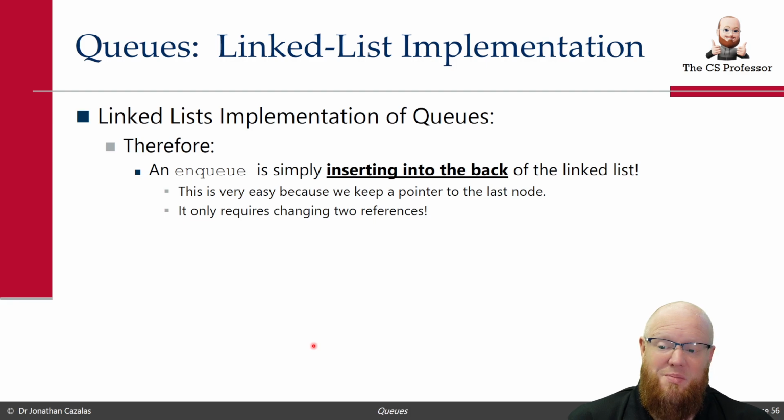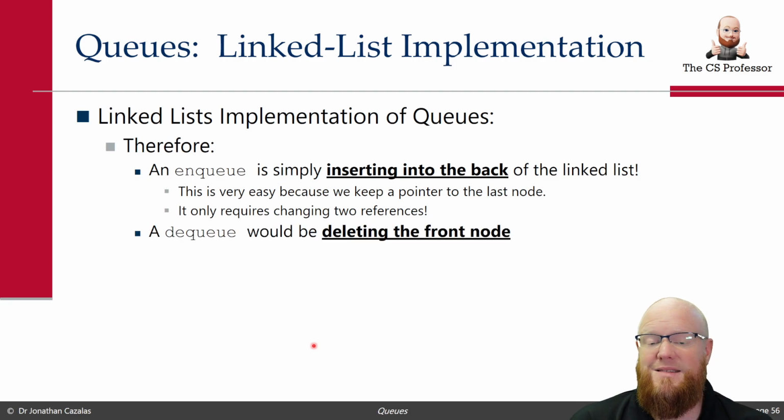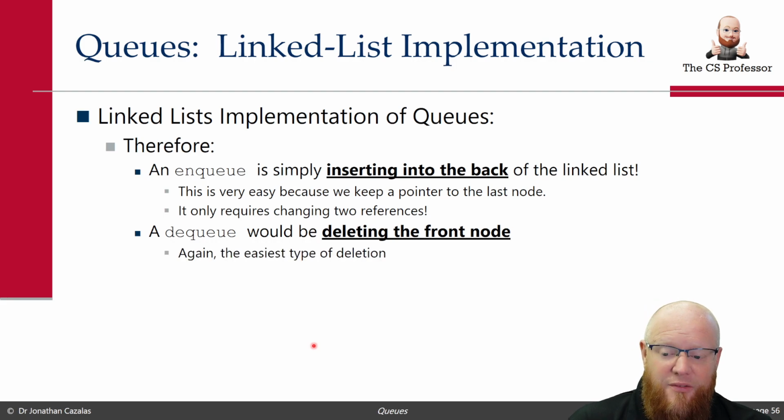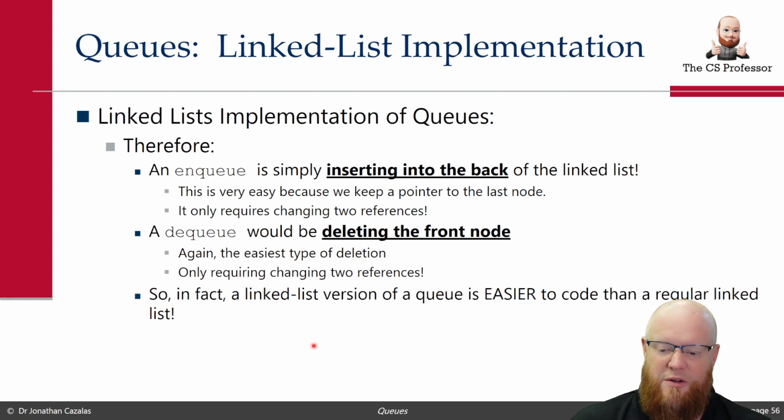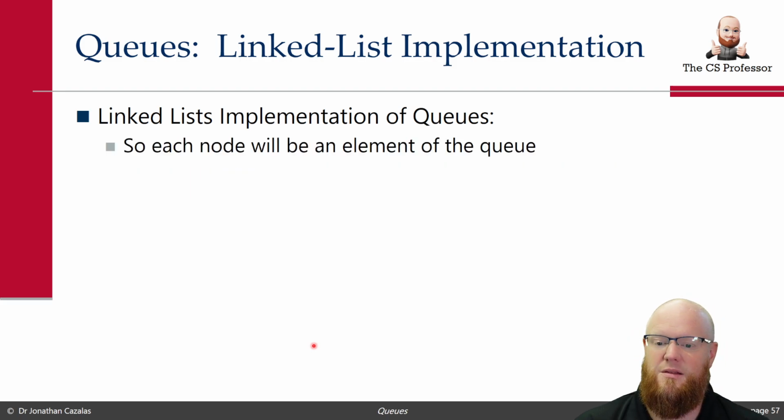So in order to simply do an enqueue, it's just changing two references, right? And a dequeue would be deleting that front node. This is the easiest type of deletion. Deleting that first node, once again, only changing two references. So in fact, a linked list version of a queue is easier to code than a regular linked list.